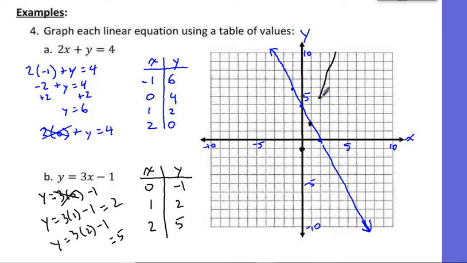And again, I'll do my best to graph this line as straight as possible. This is line B, and maybe we should label them since we've put two separate lines on the graph, and there's line A.